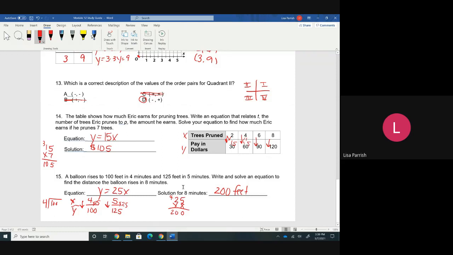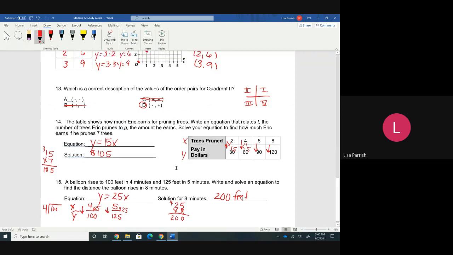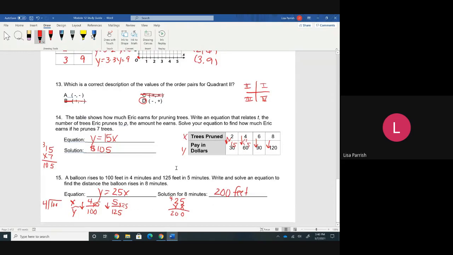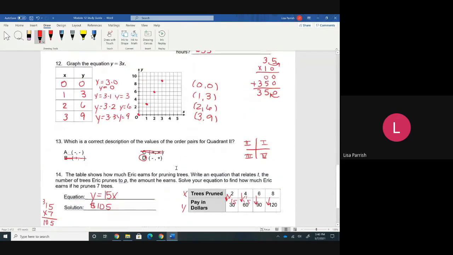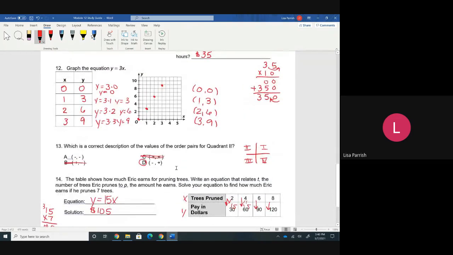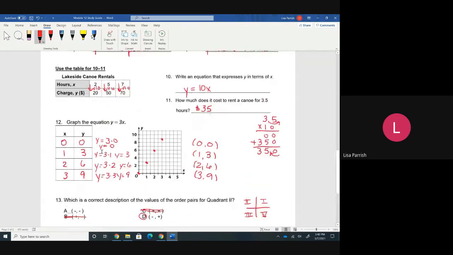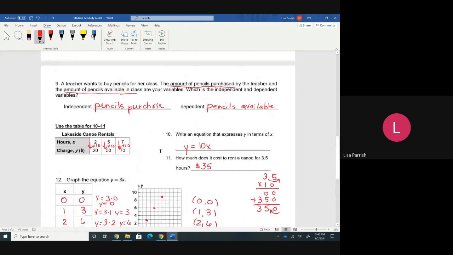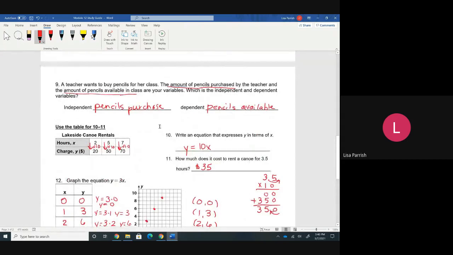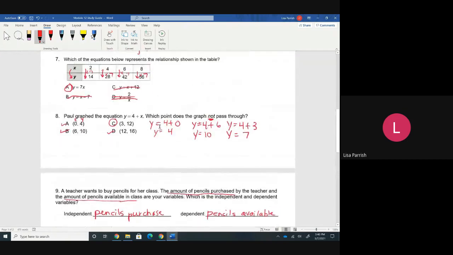Make corrections on your paper if you need to, just so you can see on some of these what to do. Your test will have problems very similar to this, so you want to make sure that you know how to work these so you can be prepared for the test. If you struggle on the coordinate plane, look back at your notes, make sure you know how to graph an equation. Think about independent, dependent variables. Those can be a little tricky.